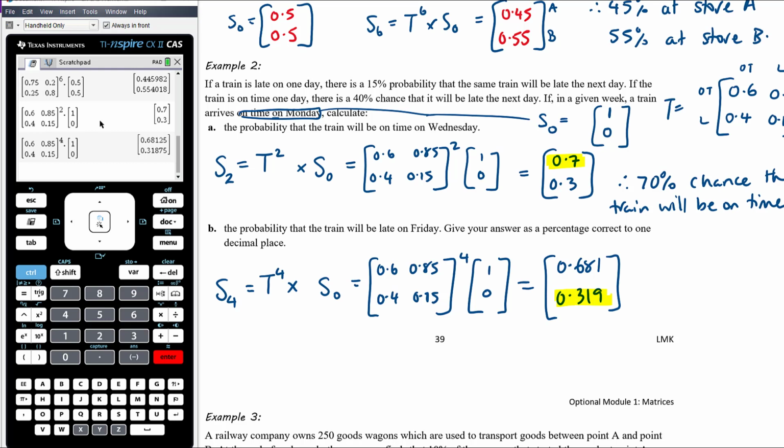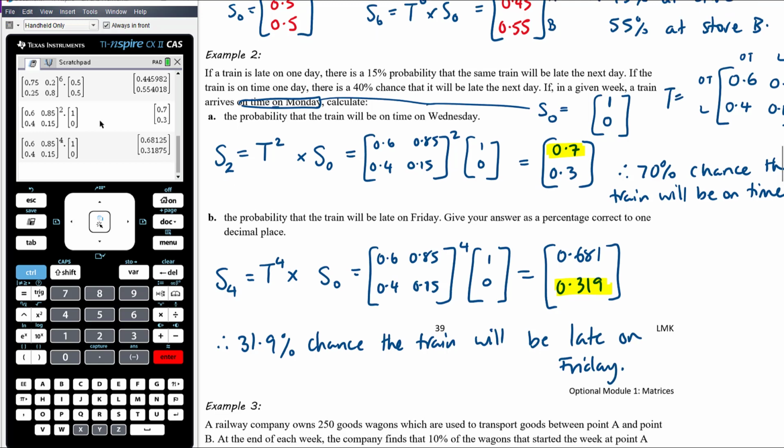Okay, find the probability the train will be late on Friday. So that is this number here, okay? So therefore, 31.9% chance the train will be late on Friday.